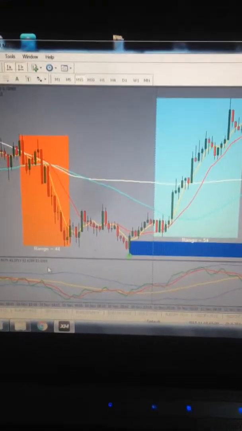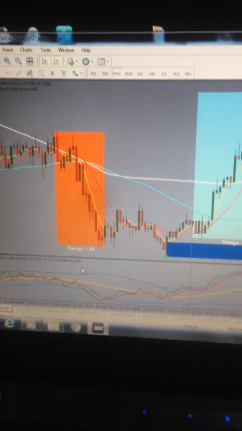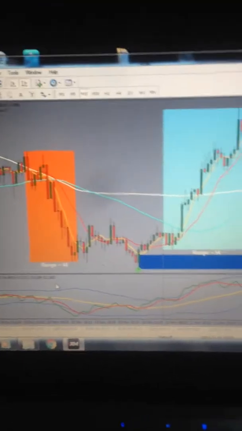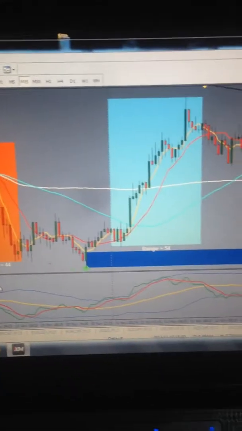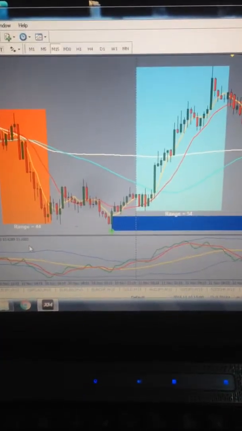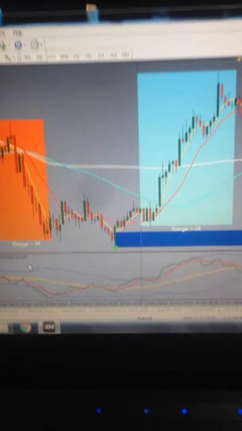This is the same pair, Aussie dollar, on the 15-minute time frame, because that's what we actually use. As you can see, this is my TDI right here. This is the price action, the moving averages, the demand zone, supply zone, the sessions, and all sorts of stuff like that. Okay.